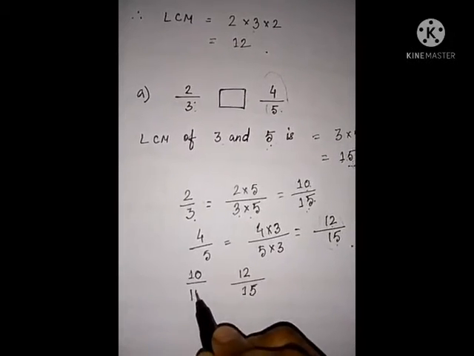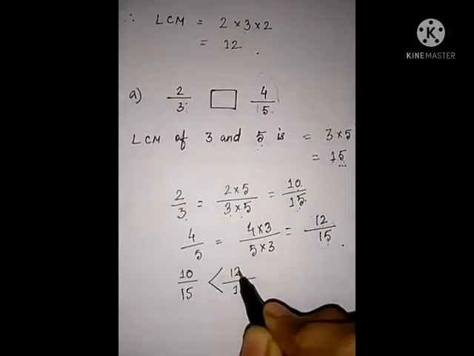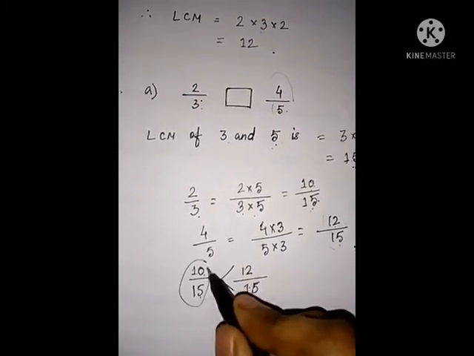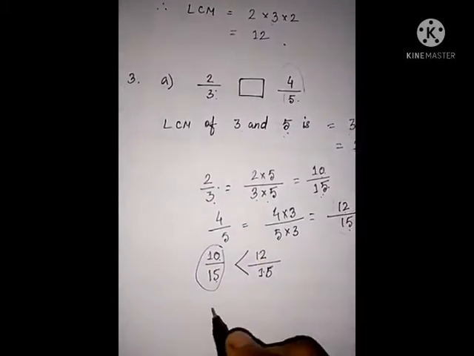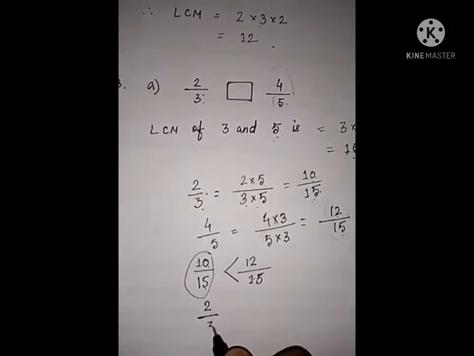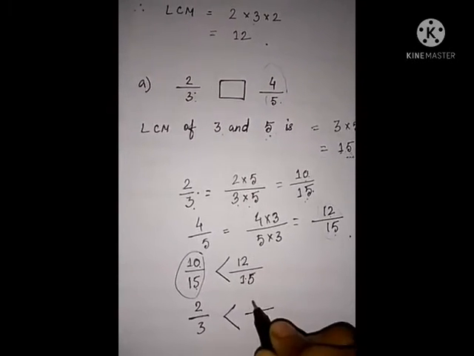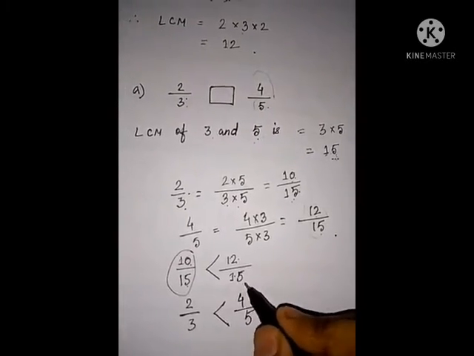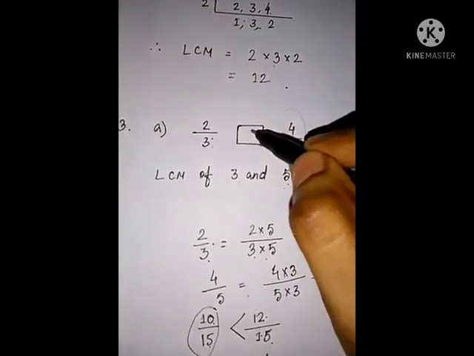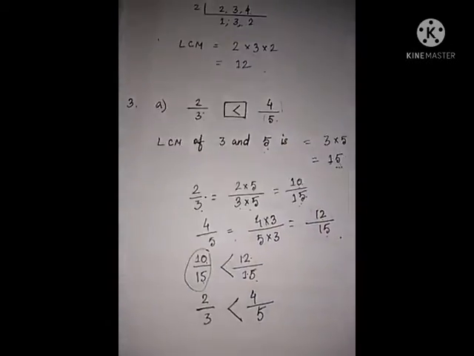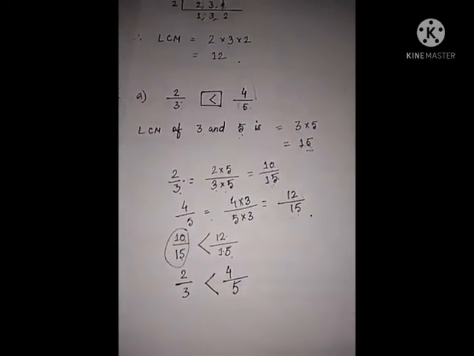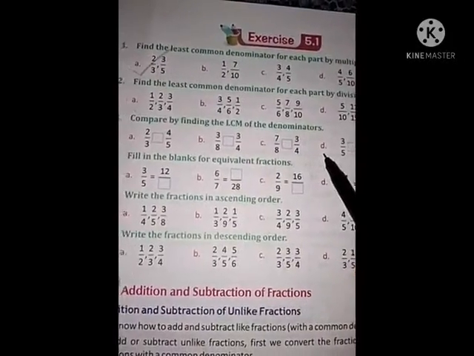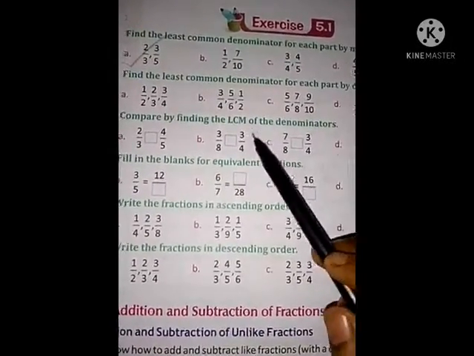Use this symbol. 10 by 15 is smaller than 12 by 15. 10 by 15 means what? 10 by 15 means 2 by 3 is smaller than 4 by 5. 12 by 15 means 4 by 5. So here use this sign. Understand? So like this, compare the other fractions by finding the LCM.